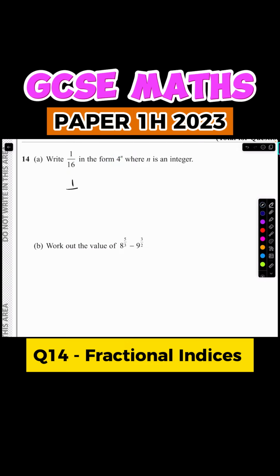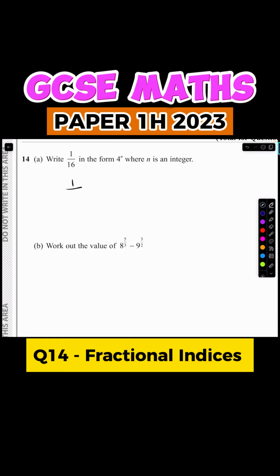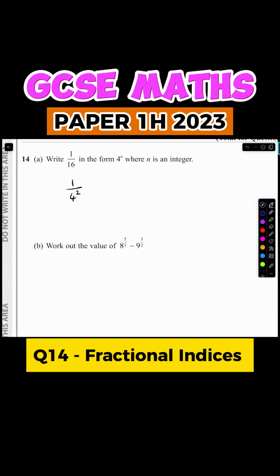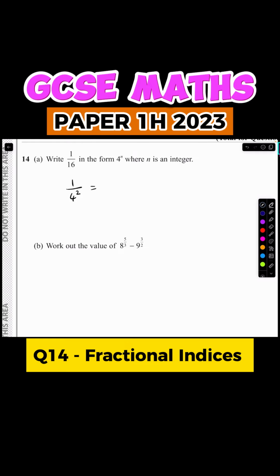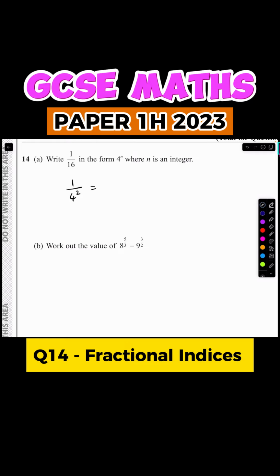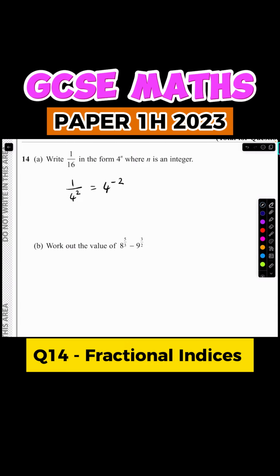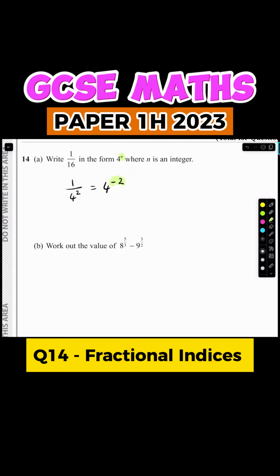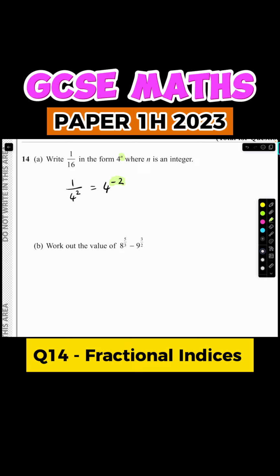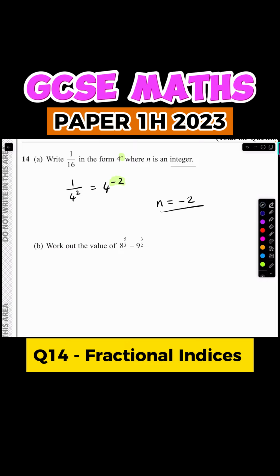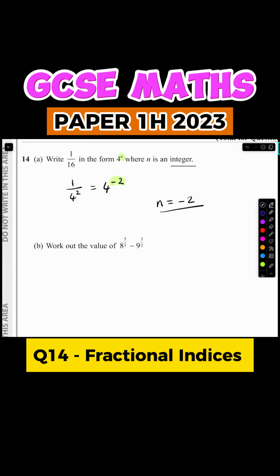Okay, we know the link between 16 and 4 is that 16 could be written as 4 squared, like that. So I've replaced 16 with 4 squared. And now our knowledge of negative indices. So how do we treat this? Well, the 4 can be written like that, and that 2 has a negative like this, and now we've written it. Now can you see n is in the position of -2, so therefore n is -2, which is an integer. Okay, it's just a negative integer, but an integer nonetheless.